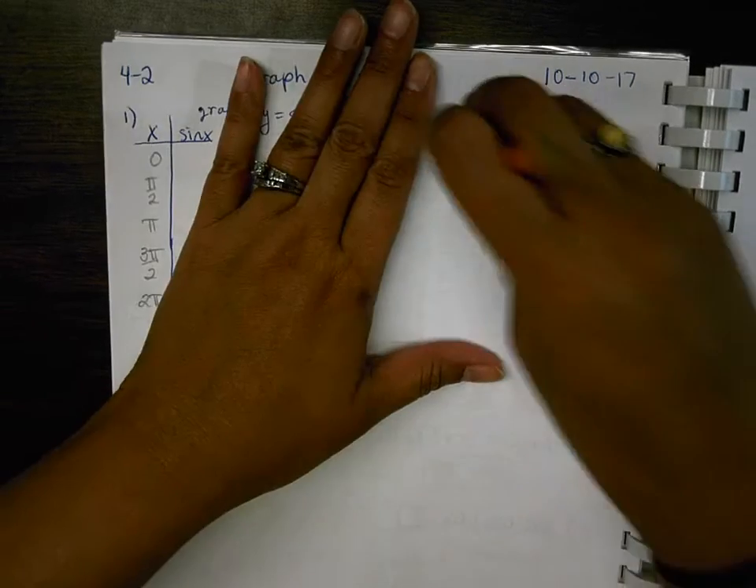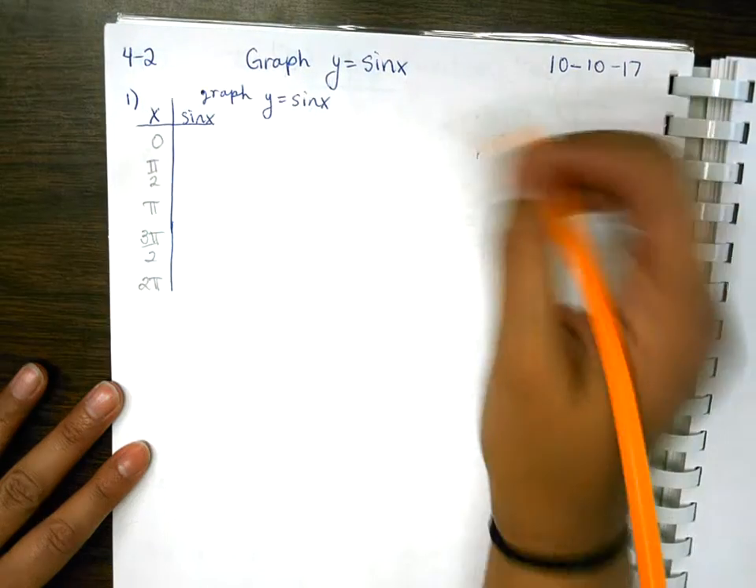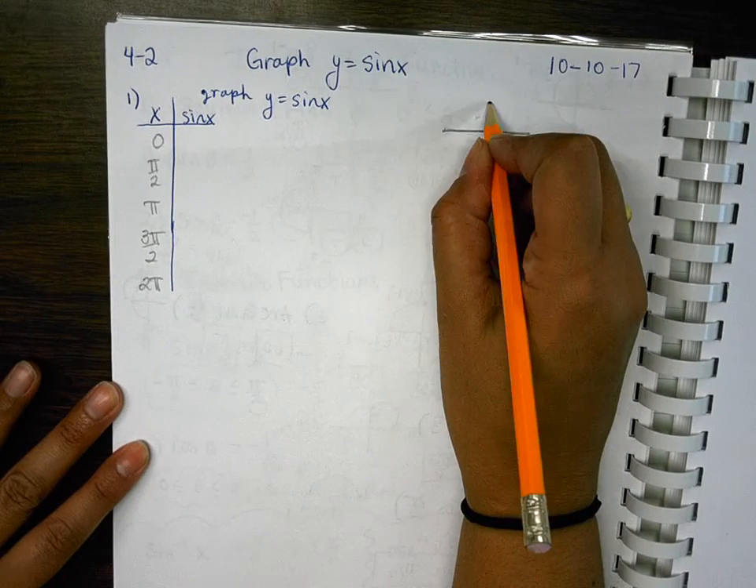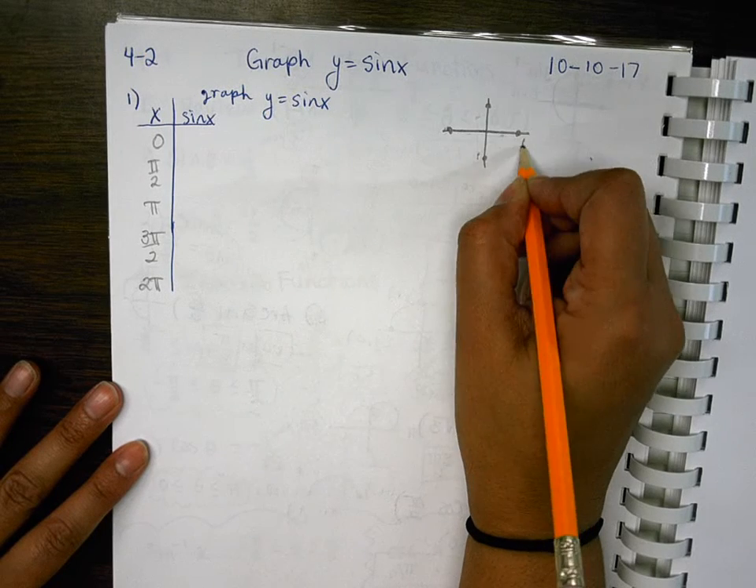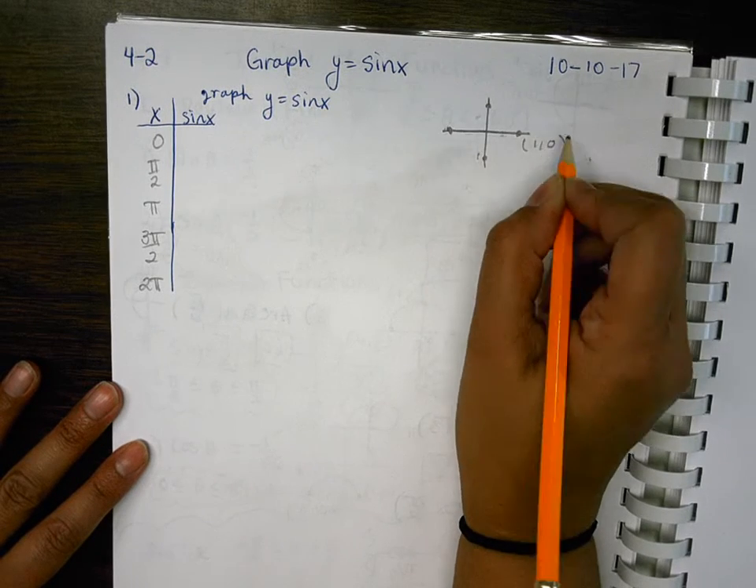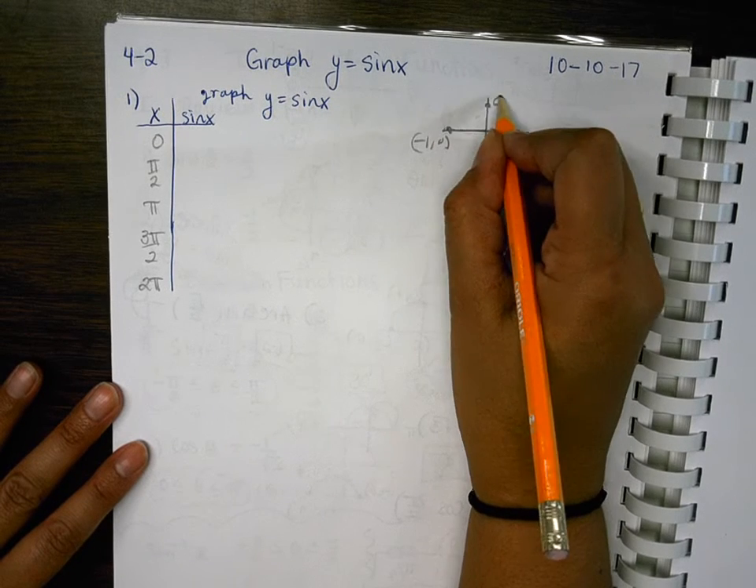I'll make that a little bigger and a little darker. Ordered pairs. Sine is the x value or the y value? The y. All right, so let's go ahead and do this. I want you to do the same thing.